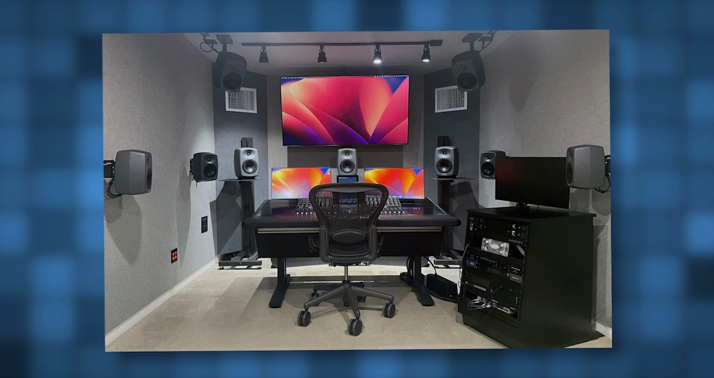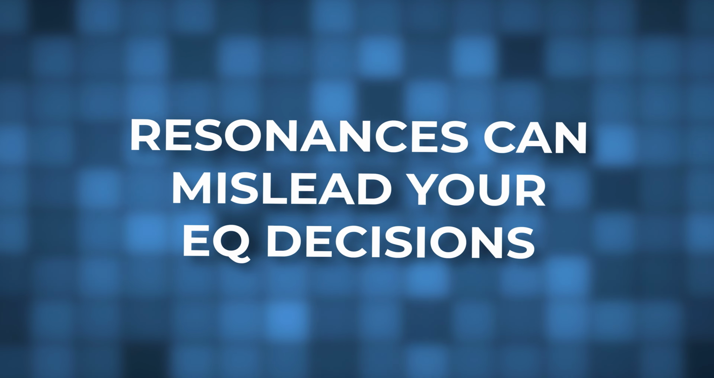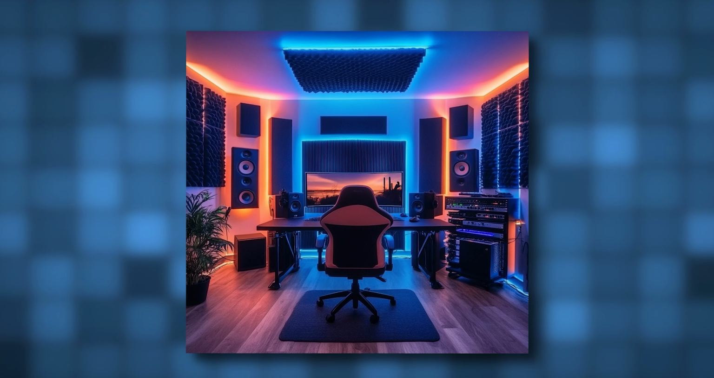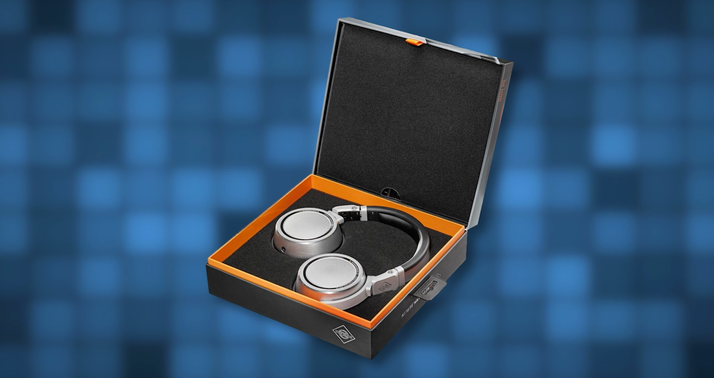Monitoring is very important for your accurate EQ decisions. Your listening environment impacts what you hear. If your room isn't acoustically treated, resonances can mislead your EQ decisions. For example, you might reduce bass just because your room amplifies it, even though the track lacks low end. And if you can't afford professional acoustic treatment of your room, you may use headphones. So headphones can help, but they have their own frequency colorations.